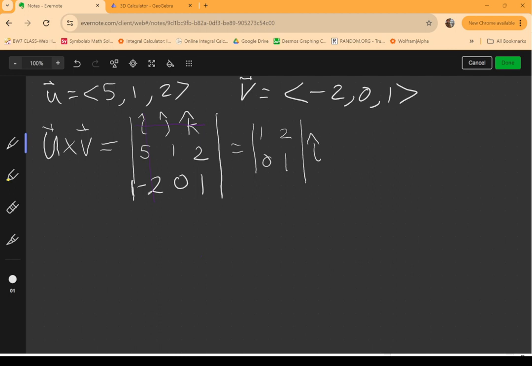And then again, remember, we always alternate signs. So the next sign is minus, and as you remember, the formula did have that middle one be minus. Now if I go with this color and expand along j, then we again cross out j and the first row. So now what we have here is j hat, and then what's left is 5, 2, -2, 1.